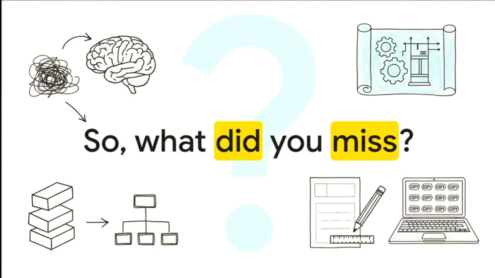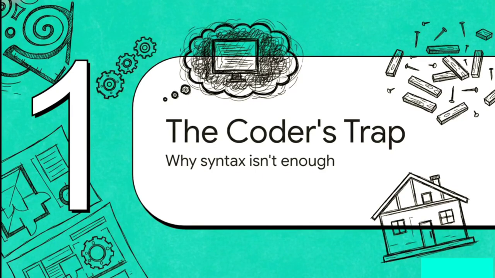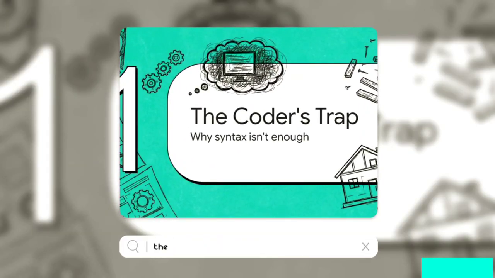So if it's not the code, then what's the missing piece? What is the real difference between just copying a tutorial and actually knowing how to build something from the ground up? This right here is what I like to call the coder's trap. See, we all think building an app starts with firing up the code editor, but that's just wrong. It's like an architect trying to build a house by just grabbing a hammer and nailing boards together randomly. No blueprint, no plan. The real work, the most important work, happens way, way before that.